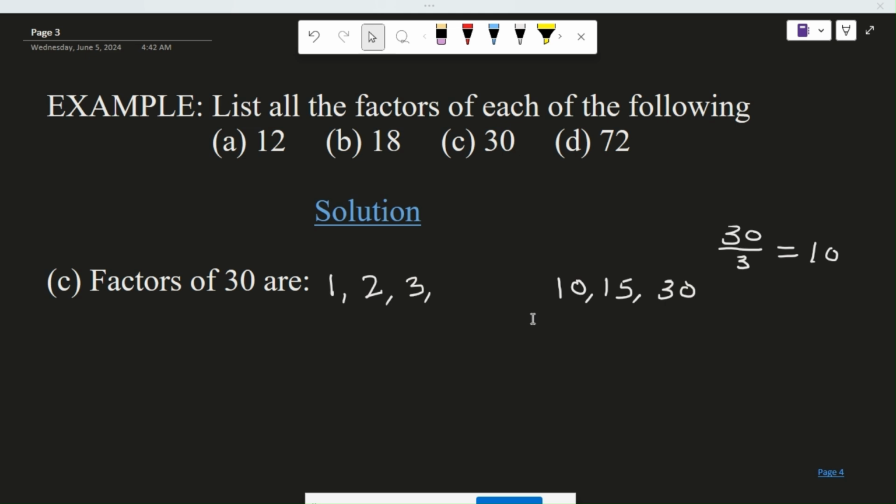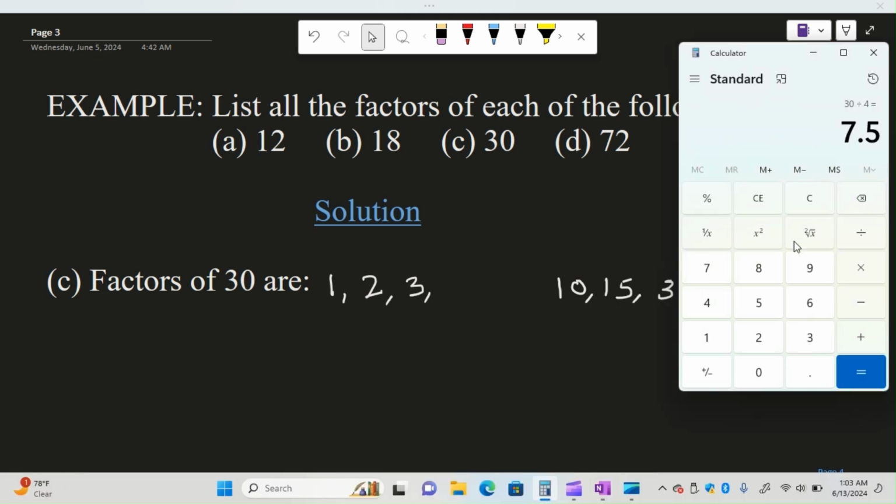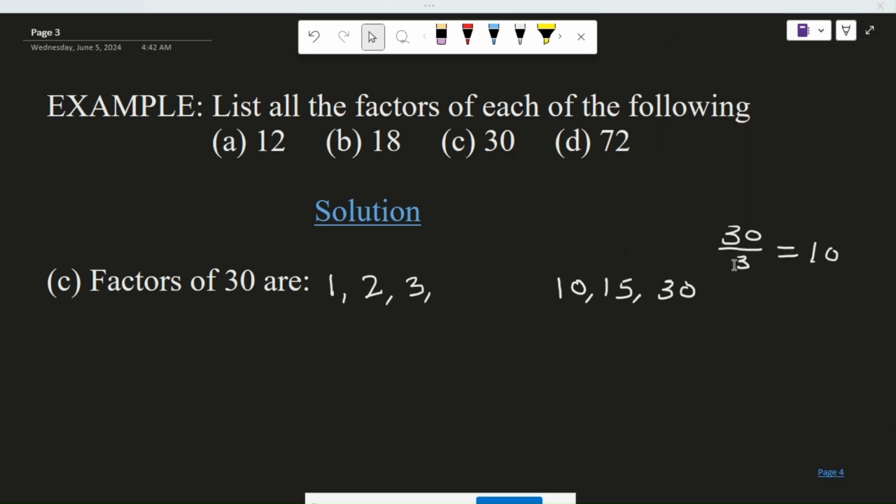After 4, we have 5. 5 we definitely do that. Let me show you from the calculator. We have 30 divided by 5. Our outcome will be 6. Alright, this is a whole number. Therefore, 5 is a factor of 30 and 6 is also a factor of 30.